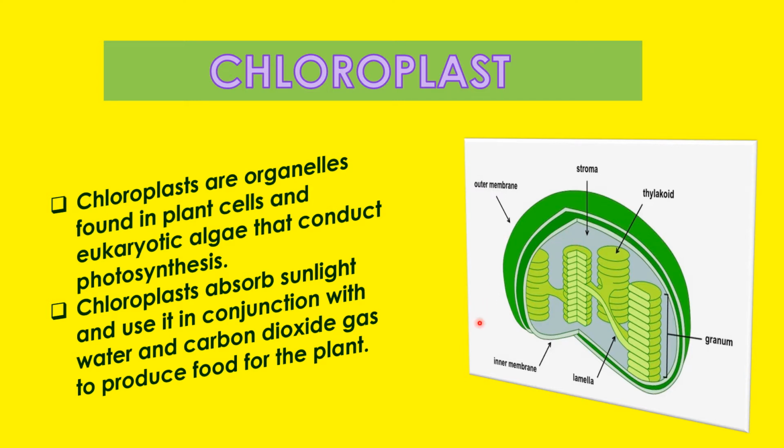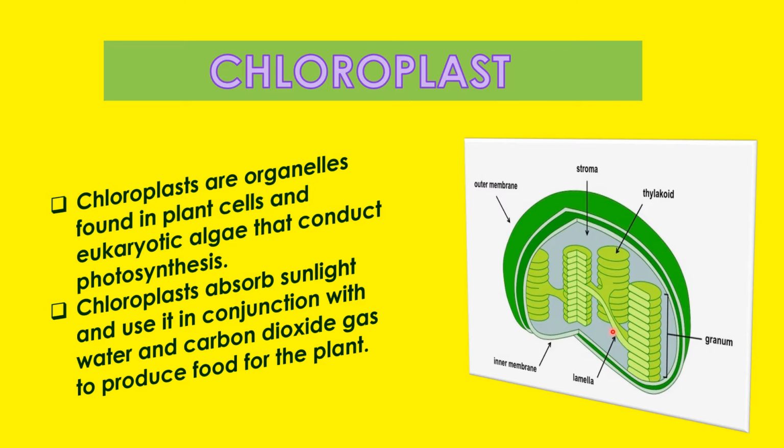Matrix consists of flattened coin-like sacs called thylakoids. So see, these are coin-like sacs. These are called thylakoids, which are arranged in piles to form grana. So these thylakoids are arranged in piles to form granum or grana. So within the double-layered membrane, chloroplast has two things, that is stroma and grana.